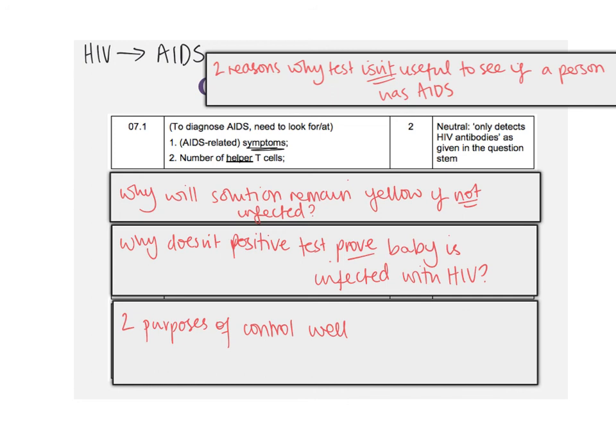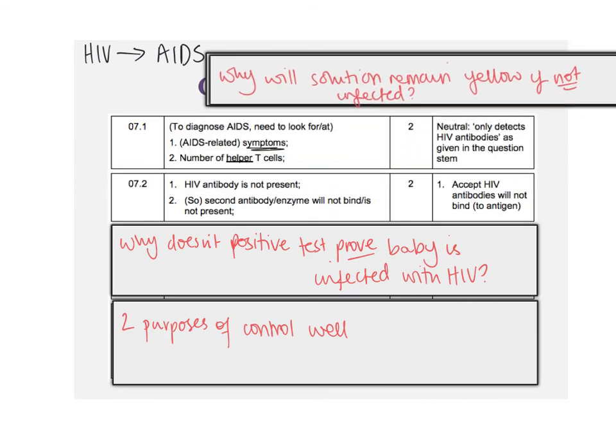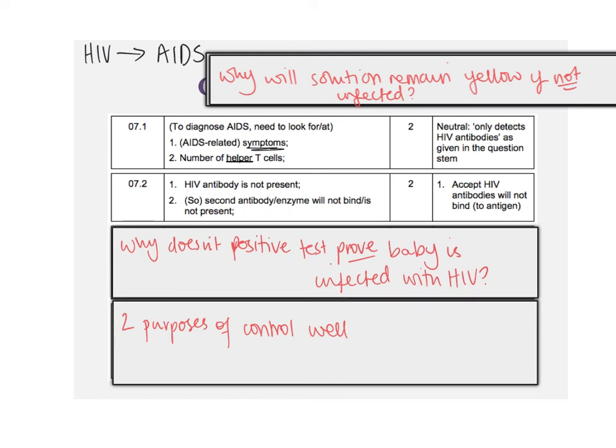Now, for the second question, why will the solution remain yellow if the person is not infected? And this was hopefully quite simple. The HIV antibody isn't present if the person doesn't have HIV, and therefore the second monoclonal antibody will not be able to bind, and therefore there won't be any enzyme to catalyse the formation of that coloured product that gives us that positive test. So the lack of antibody means that there's no enzyme, and therefore the colour change won't occur.